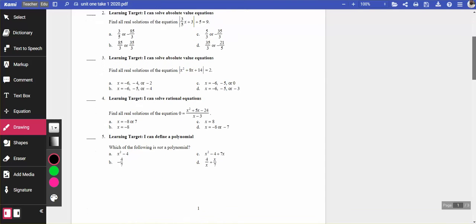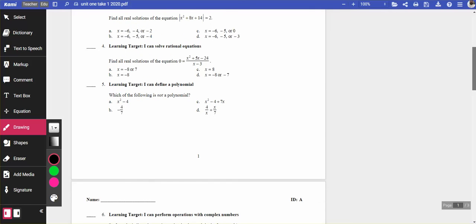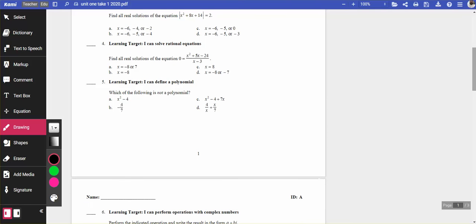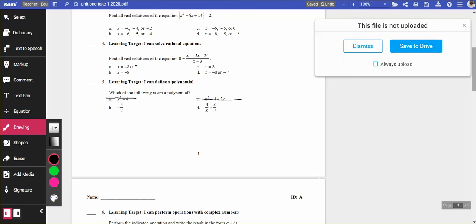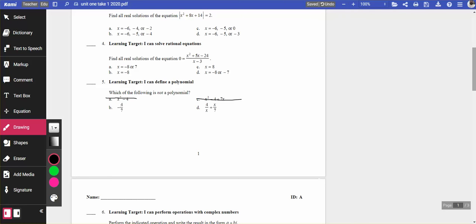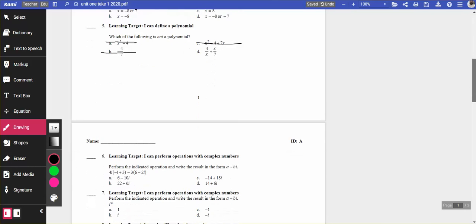First one, 5. Which of the following is not a polynomial? That was an easy one, but too many people missed that one. A polynomial can be, well, if you actually went through and named them, A is a binomial, so you're crossing that one out. C is a trinomial, and that one is good. B is a monomial, so by default, D is the only one that's a rational expression. So that's the one you've got to go with.